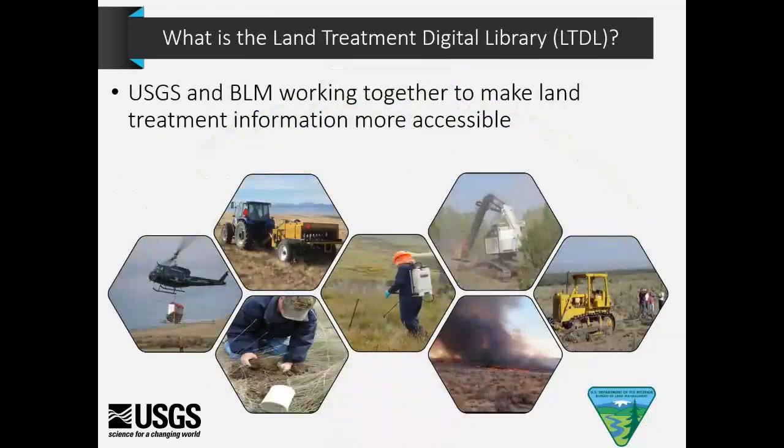To start, I want to give a little background about what the Land Treatment Digital Library is. It's a truly co-produced product that came from USGS and BLM, communicating a need to have better information about land treatments accessible and organized, because there were frequent data calls and a lot of repetition in these data calls, and it was a burden on field offices to be constantly compiling this information. So we thought, let's just do it once and for all and then make it available for both planning as well as other purposes like scientific activities.